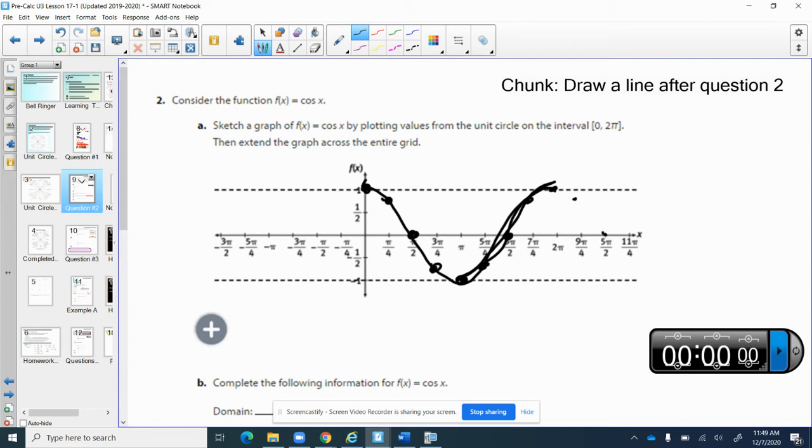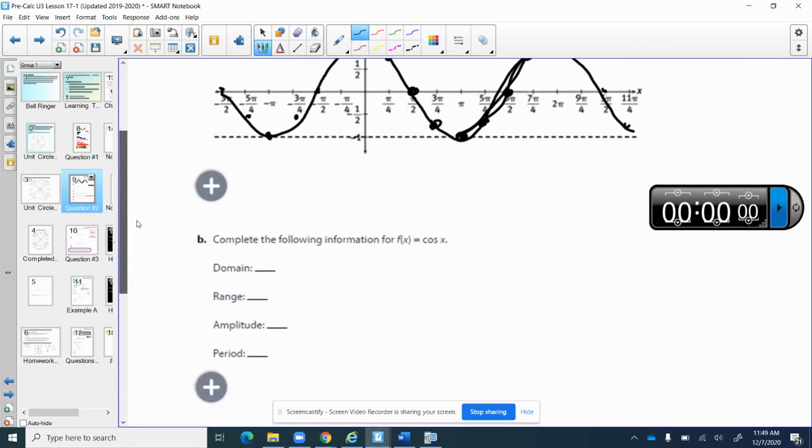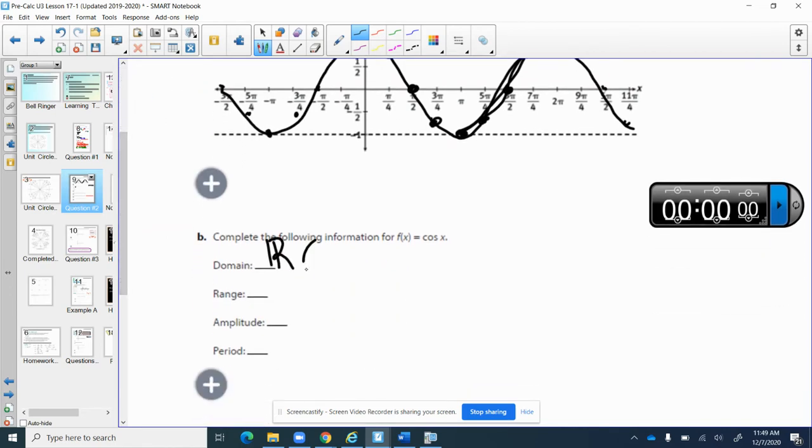And again, because this graph is periodic, it's going to keep repeating in nature all the way around, okay? Now, our domain, again, is all real numbers from negative infinity to positive infinity. We don't have any asymptotes, no holes, life is good. Range is the same as it was for sine. We're between negative 1 and 1. Amplitude is 1, and the period is 2 pi.